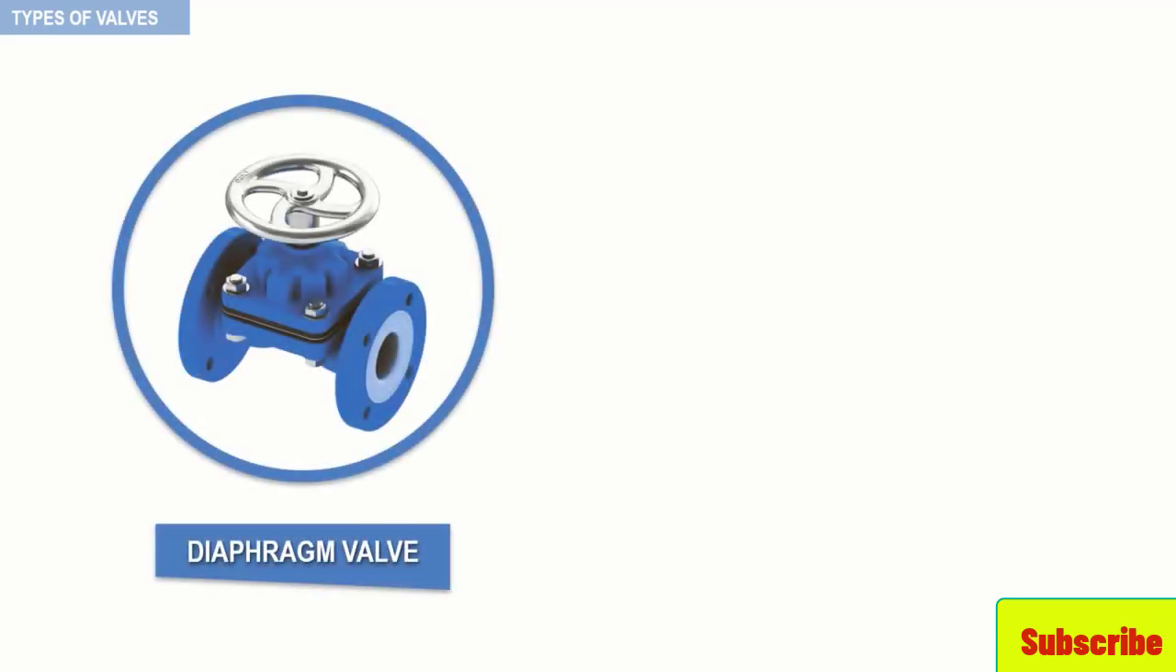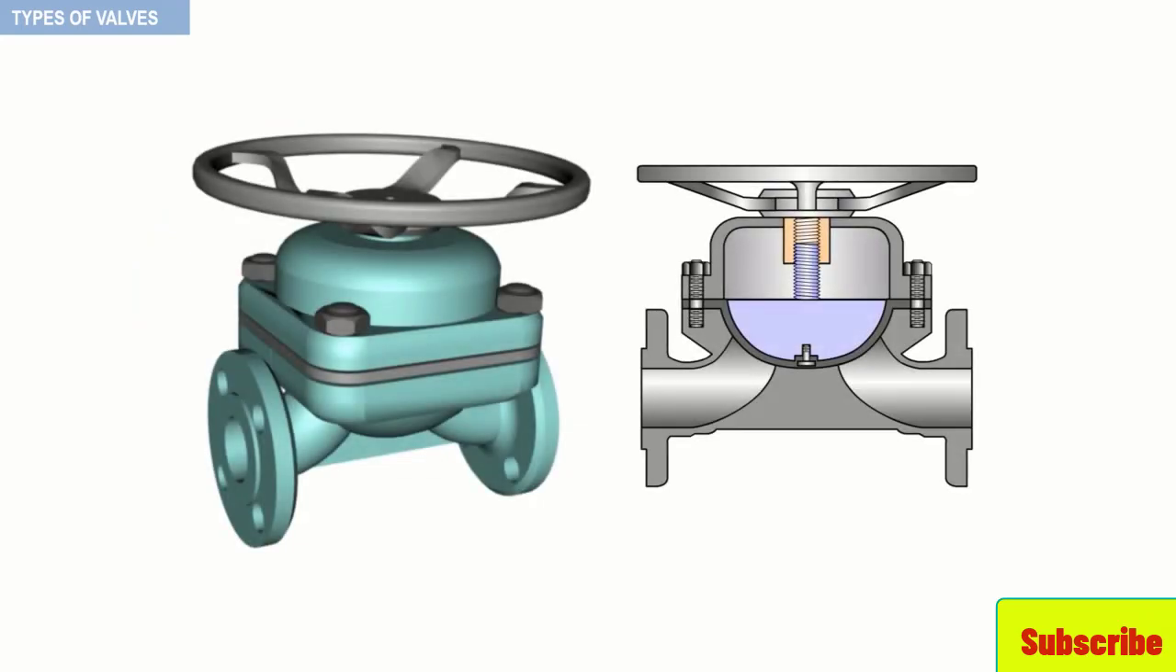A diaphragm valve, as the one you can see here, is a linear motion valve. It is used to start, regulate, and stop the flow of a fluid. A typical model and the 2D cross-section of a diaphragm valve are illustrated here.